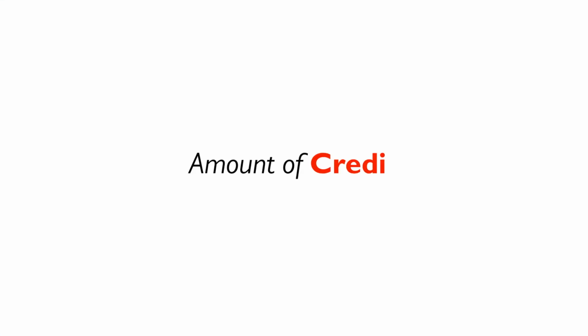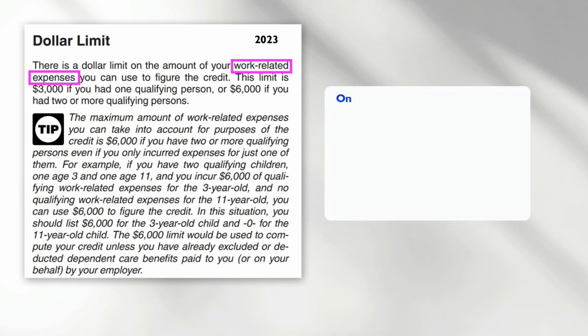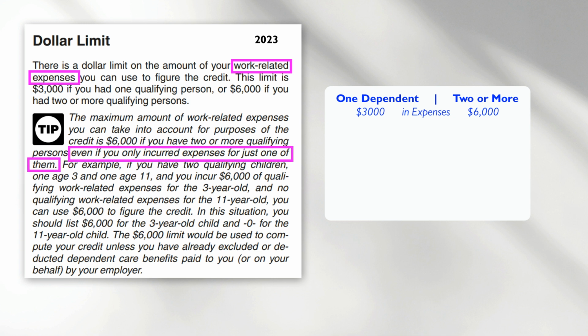There is a dollar limit on the amount of your work-related expenses you can use to figure the credit. This limit is $3,000 if you had one qualifying person, or $6,000 if you had two or more qualifying people. Even if you paid expenses for only one of the children but not the other, you can claim the full $6,000 if you have more than one child, provided you had enough in expenses.